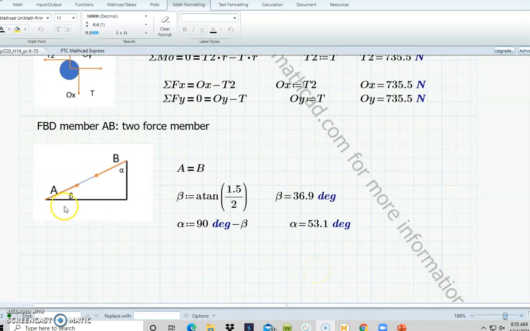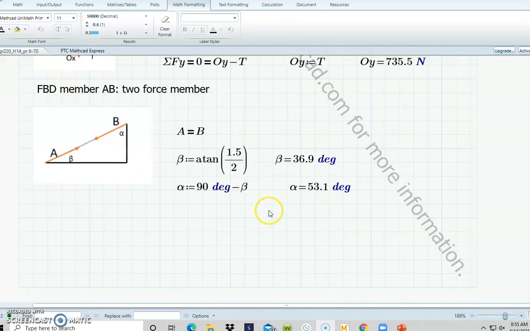Now, the other thing is that member AB, even though it's shaped as a rectangle, is a two-force member, so the force has to lie along the line that connects them. Because you could draw it up and show AY and BY are opposite and equal, and AX and BX are opposite and equal. But that means that your magnitudes of A and B are equal. I also use that to define my angles. You have to go back and look, but you'll see the opposite of beta is 1.5 and the adjacent's 2.